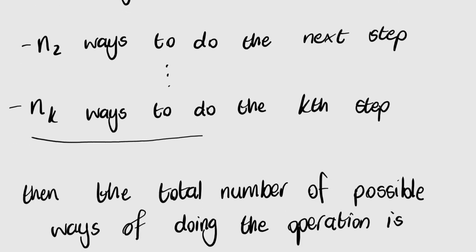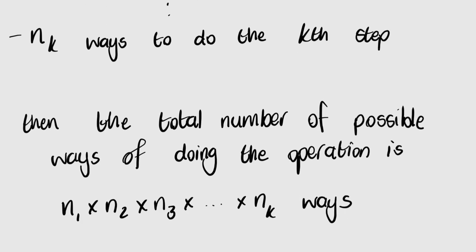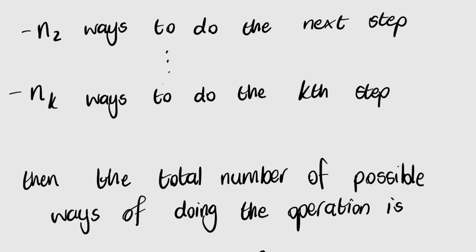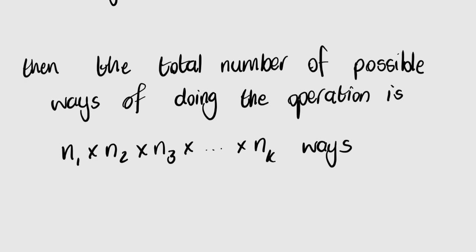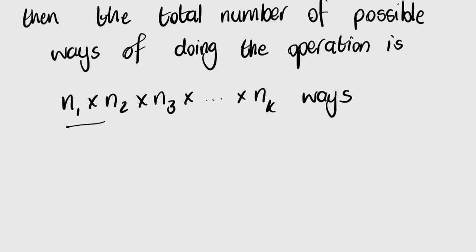If there are nk ways to do the kth step, then the total number of ways, oh, by the way, this is dot dot dot all the way up to nk ways. Then the total number of possible ways of doing the operation is n1 times n2 times n3 times dot dot dot all the way up to nk.